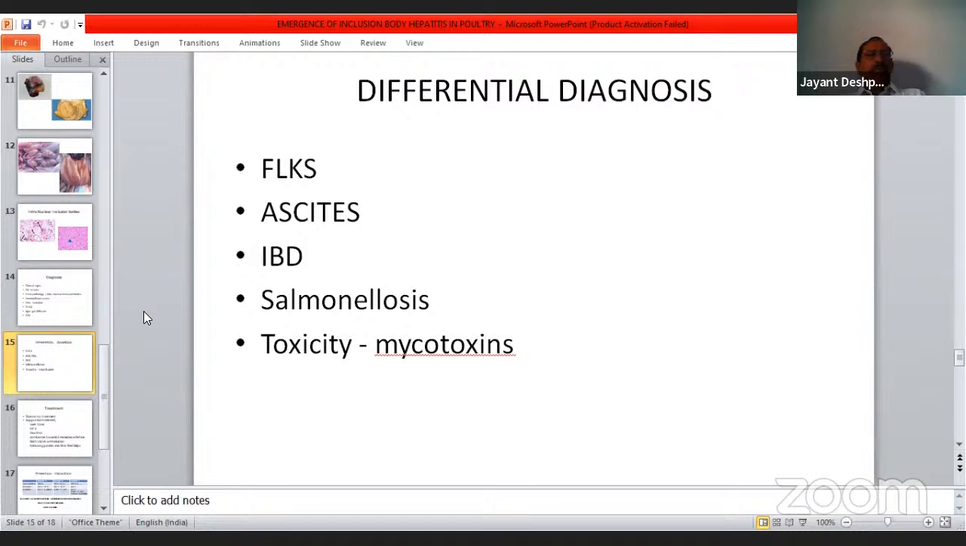And some of the rule-outs are a few diseases which are more or less similar to IBH. One is fatty liver kidney syndrome, where liver and kidney both are involved in the infection. So like I said, there are minor changes in liver and kidneys by which we can differentiate on postmortem basis. Then ascites, where there is accumulation of fluid, which again is confusing with hydropericardium, because in ascites also we will see a little bit of accumulation of pericardial fluid.